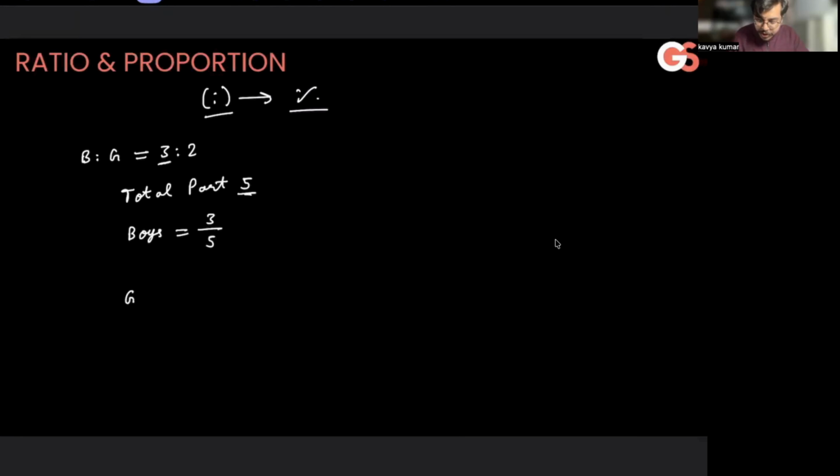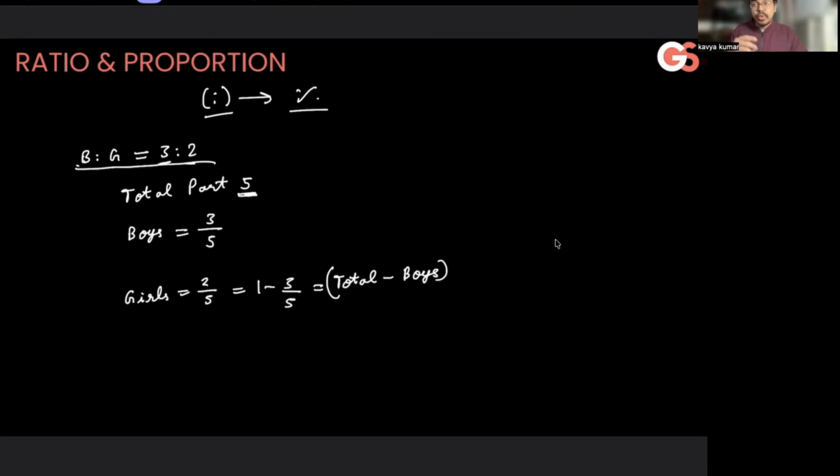And girls will be how much? Girls will be 2 out of 5, or 1 minus 3 by 5, which is also total minus boys, because we just have boys and girls in the class. Or let's say we have taken only boys and girls here. So total is 5 and total minus boys will be girls. So we have to find out the percentage.